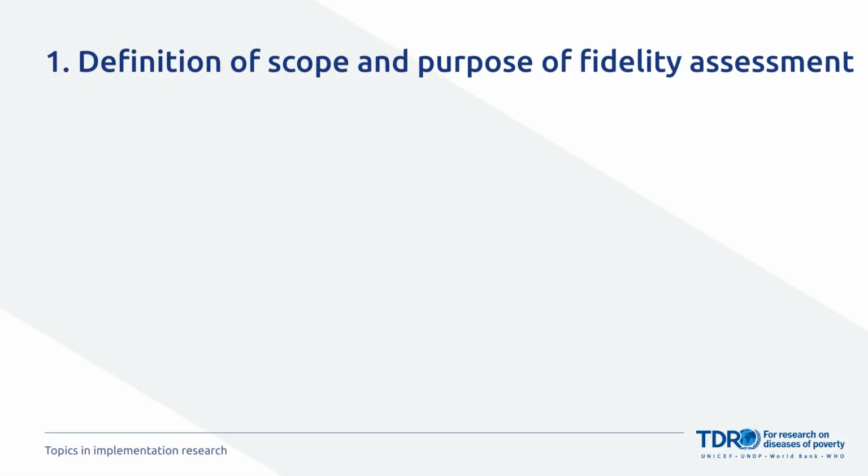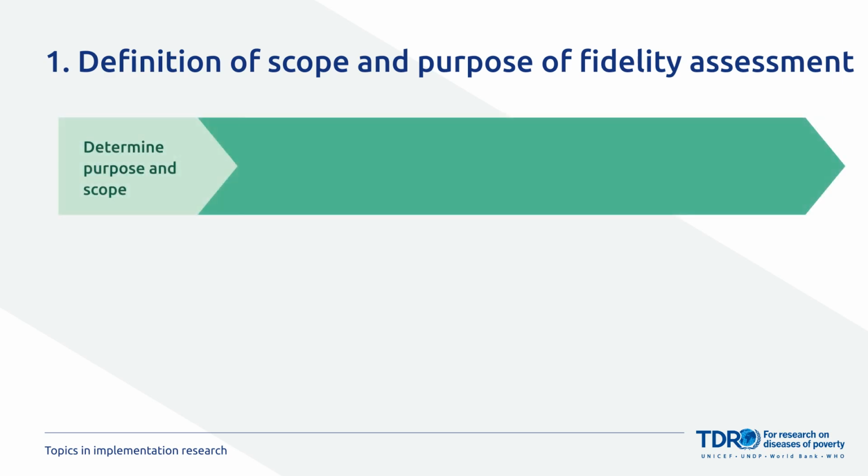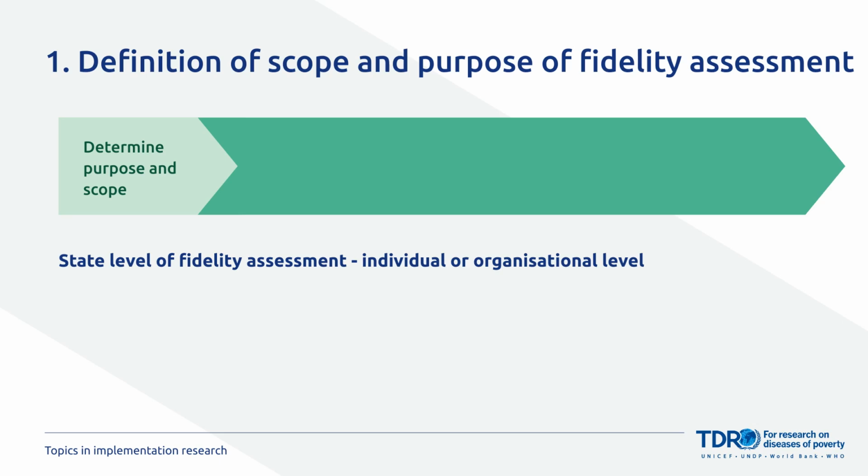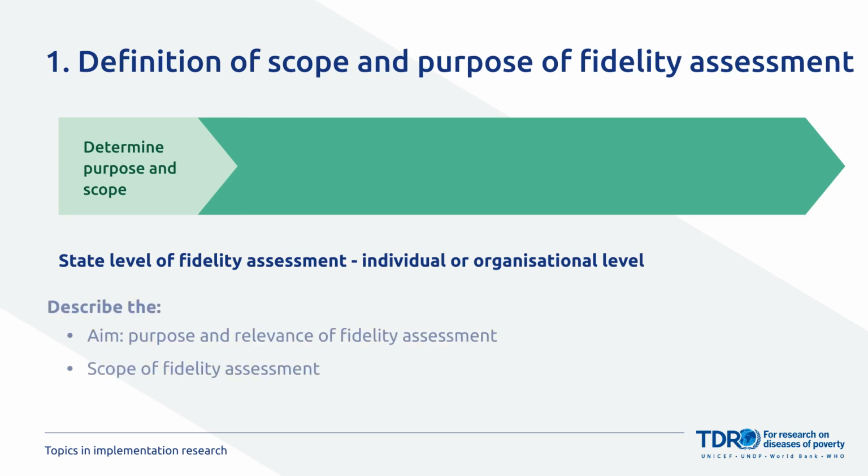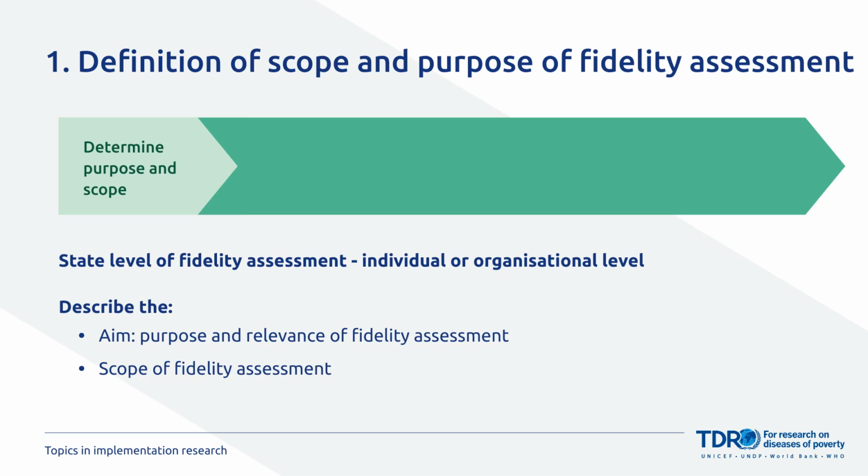Let's move on to how you can measure or monitor implementation fidelity. Measuring fidelity is important for reliability and validity of implementation research findings. There are 5 steps to developing a comprehensive fidelity measurement. The first of these steps is to clearly define the scope and purpose of the fidelity assessment. Is it at an individual or organizational level? Take a moment to describe the aim and scope of fidelity assessment.